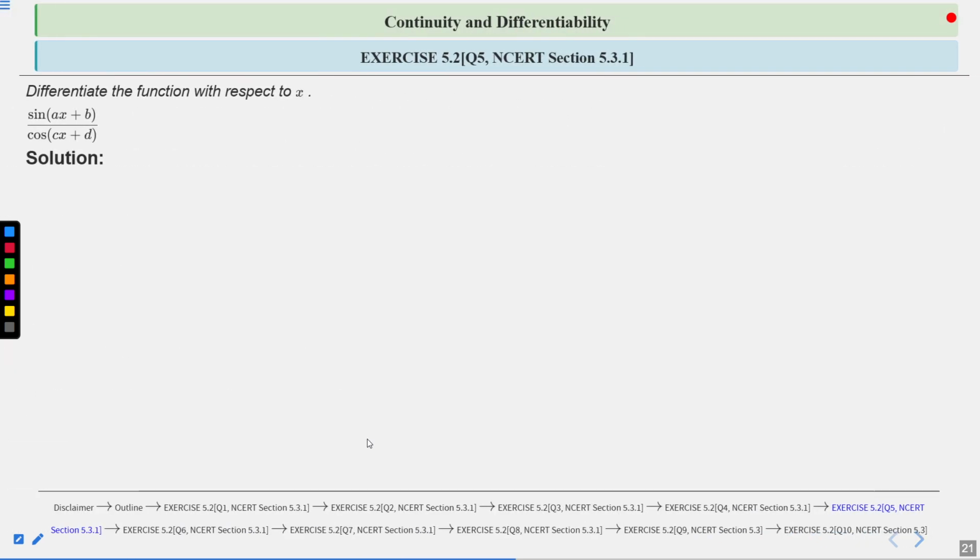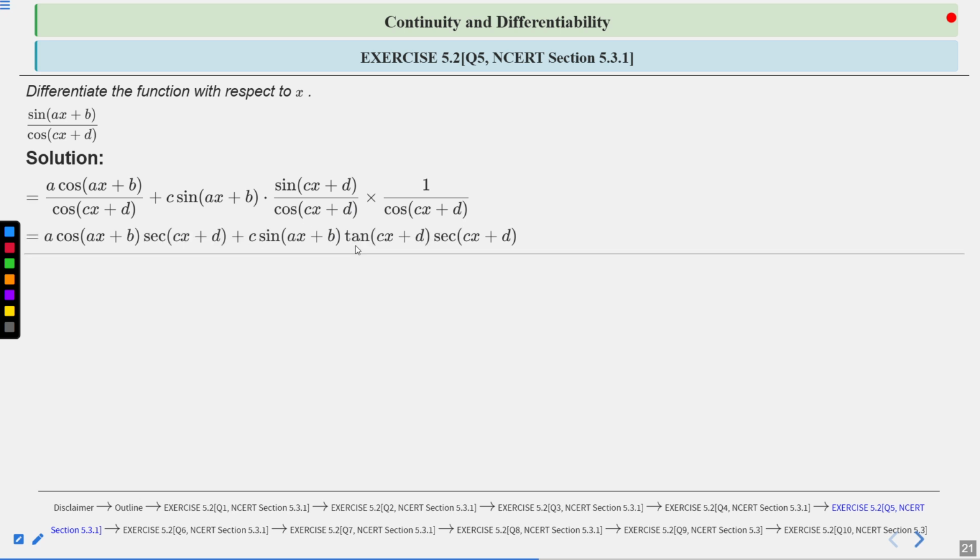So it will be further equal to a cos ax plus b upon cos cx plus d plus c sin ax plus b into sin cx plus d upon cos cx plus d into 1 upon cos cx plus d, which will finally be equal to a cos ax plus b sec cx plus d plus c sin ax plus b into tan cx plus d into sec cx plus d. Clear? This will be the final answer.